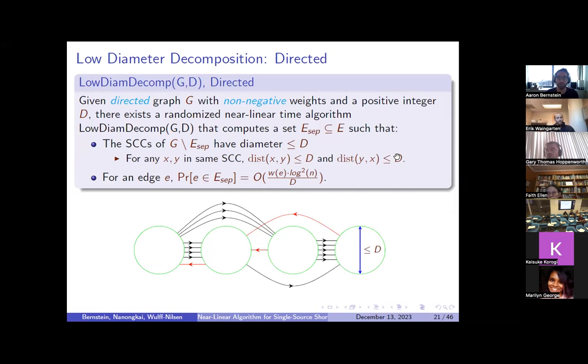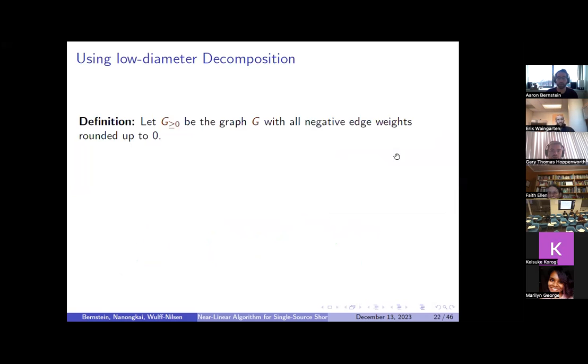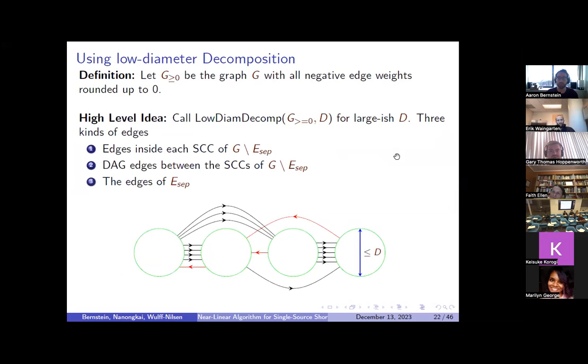This is the formal statement of the decomposition. And we're just going to apply it as a black box for our algorithm. And let me say at a very high level how we're going to use it. So we have a graph G that has negative edges. First, we're going to round all the edge weights up to be positive so that we can do low diameter decomposition. So now we run this low diameter decomposition. And we said that this gives us three types of edges: the edges inside the low diameter SCCs, the black DAG edges, and the red problematic edges that can go backwards.